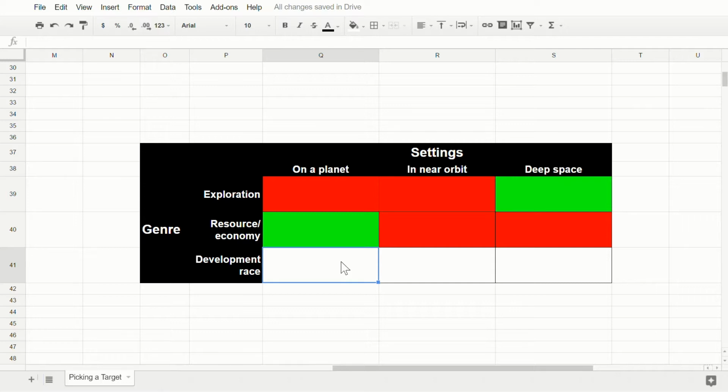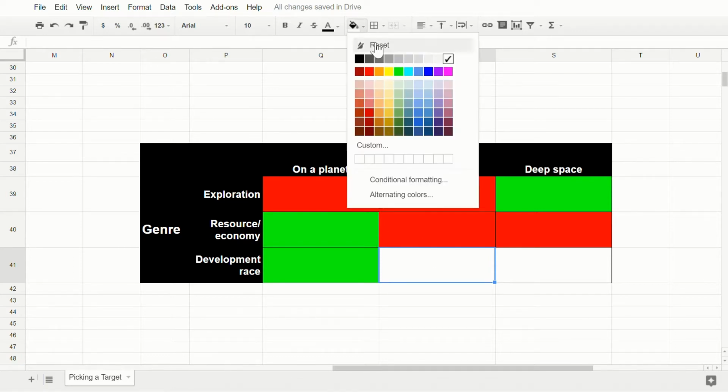Starting on a planet could look like Kerbal Space Program, for example, and that's kind of proven to be a good game. So I think that's a good idea, and we'll mark that green. Then we'll look at the next one. What about the same thing starting in orbit? I don't know, it doesn't fit together nearly as well. It's kind of an awkward pairing. So we'll just cut that out right away.